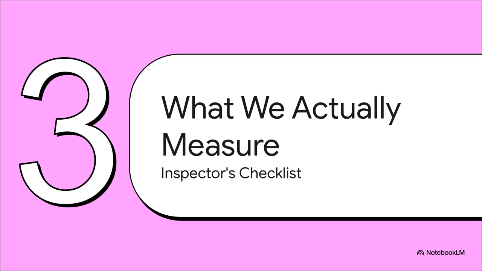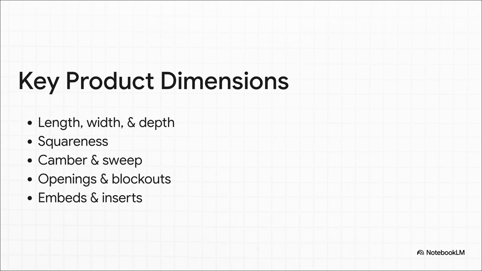Okay, so when we talk about checking product tolerances, what are we actually measuring? What are the specific things you're looking for with your tape measure out on the production floor? And believe me, the list is pretty long. We are measuring everything from the big picture stuff, like the overall length and width of a giant panel, all the way down to the tiny details, like making sure a single steel embed is in the exact right spot. Every single one of these dimensions has its own specific allowable tolerance that we have to check and verify.